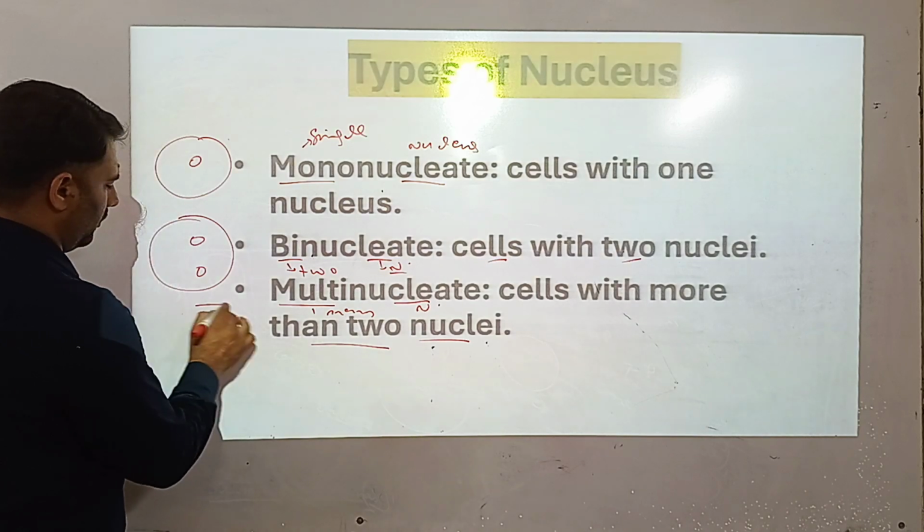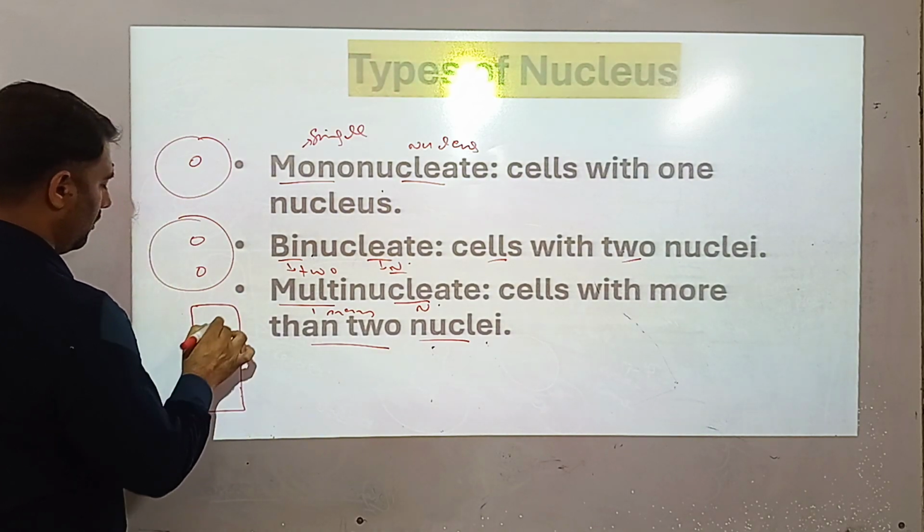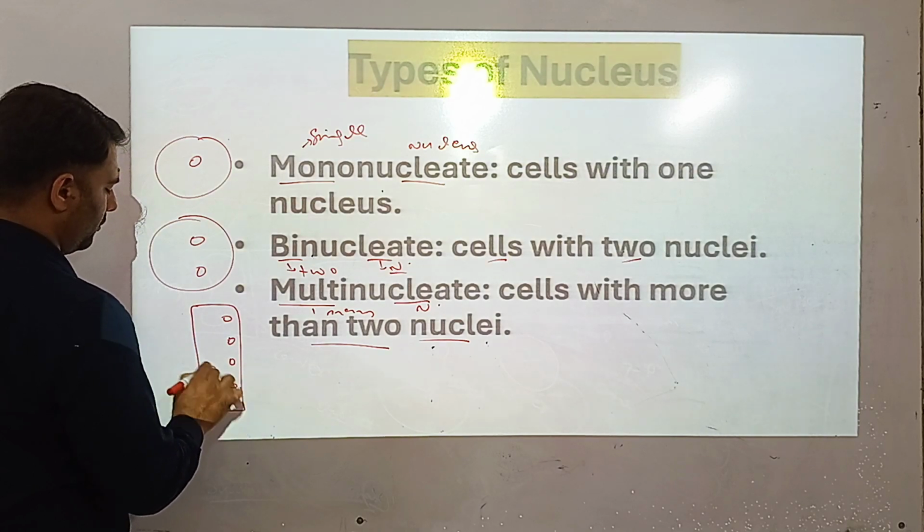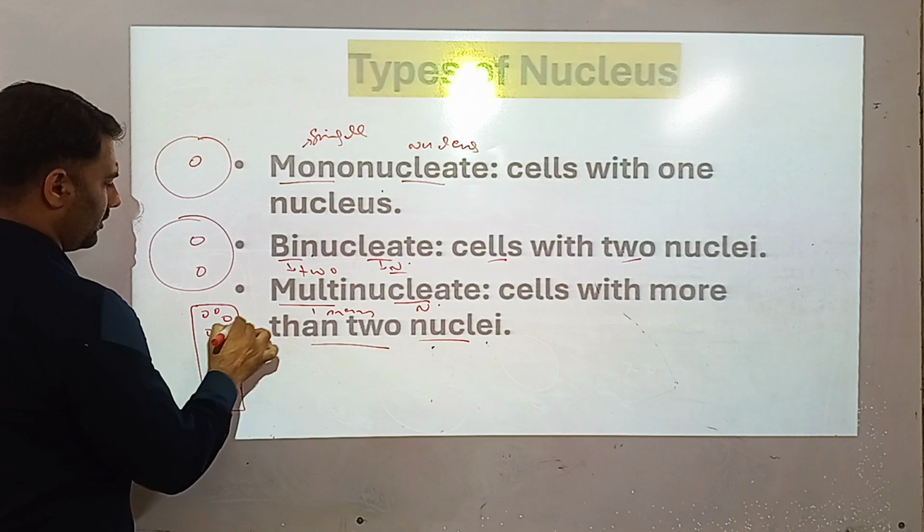For example, the muscle cell. The human muscle cell contains more than two nuclei. These are the multinucleate cells.